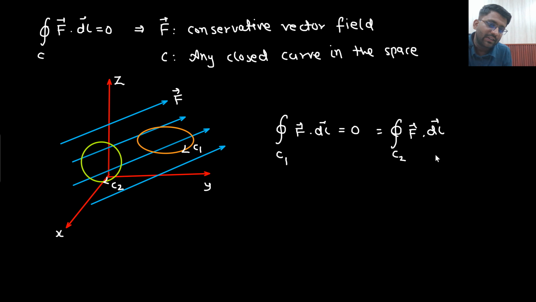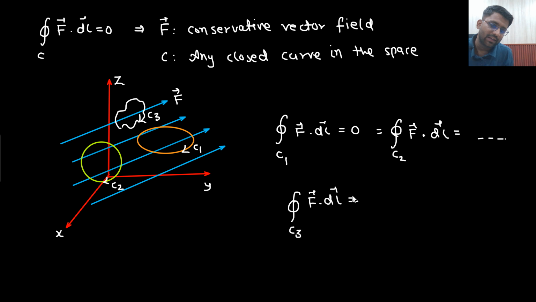No matter whichever curve you are taking, for every curve the closed line integral should come out to be 0 only. For all the curves. Let's just say it happened that you took a C3 curve, which is looking somewhat like this, and for that you calculated F dot dl, that came out to be non-zero. For two of them it came out to be 0, but for the third one it came out to be non-zero. Then using all these conclusions, you will say that F is not conservative.